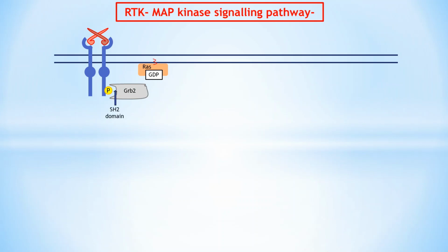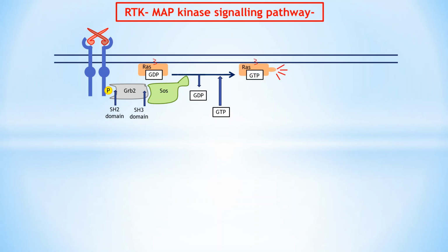Through the SH2 domain, GRB2 interacts with the phosphorylated RTK, while through the SH3 domain, the adapter protein binds to the RAS GEF protein, which is called Son of Sevenless or SOS. Now this SOS performs the GEF function and removes the GDP bound to the inactive RAS. As a result, GTP from the cytosol automatically binds to RAS due to the high concentration of GTP in the cytosol. This activates the RAS protein. The active RAS further stimulates SOS, giving positive feedback.